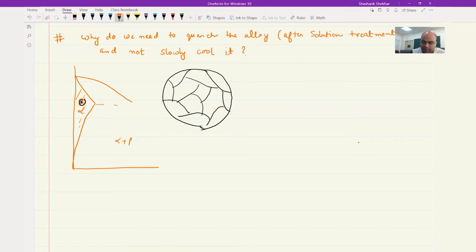And we have alpha plus beta. So B atoms will come out from the alpha matrix and they are going to form the beta phase. And since we are giving sufficient time and the temperature is also higher, you have lots of diffusion going on. There is a possibility that the atoms here will diffuse to grain boundaries and form precipitates at the grain boundary itself, something like this.